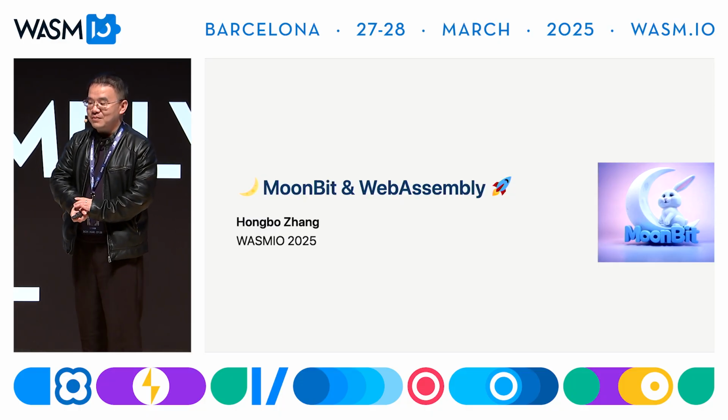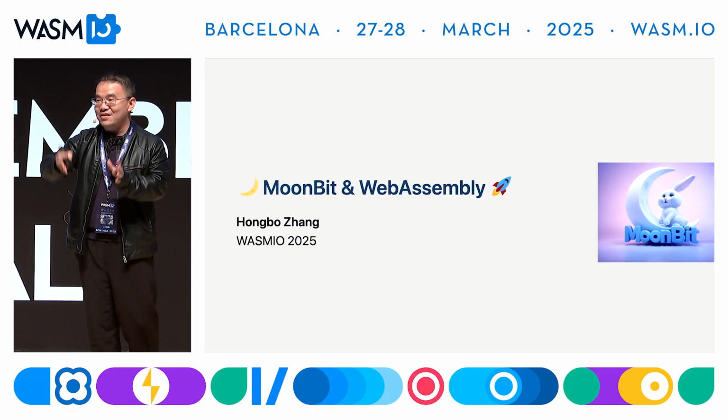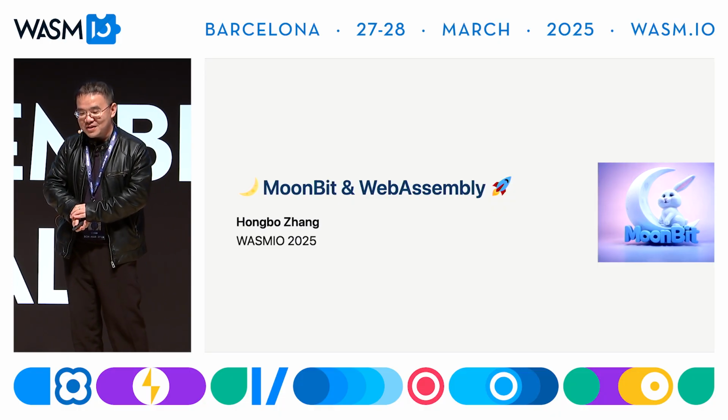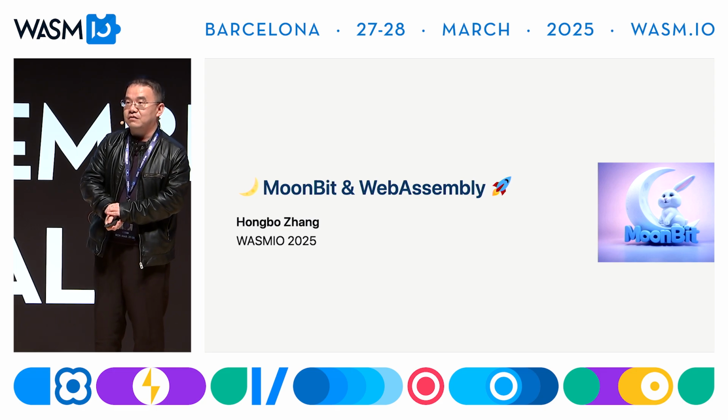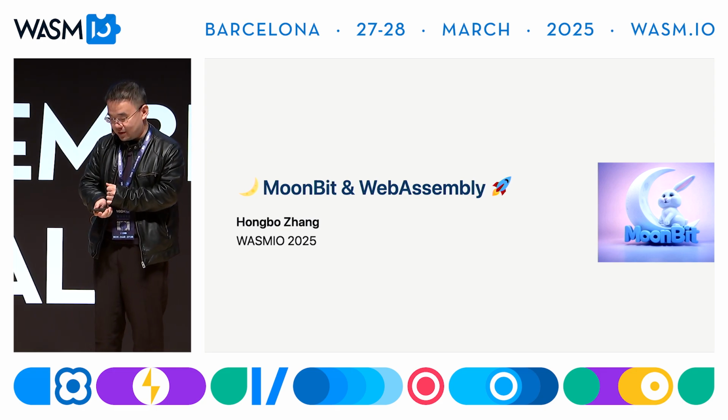So MoonBit, the name comes from the moon and the rabbit. So you see the picture. It's a moon and a lovely rabbit. And it's a WebAssembly-first language. It also supports other backends, which I will talk about later.